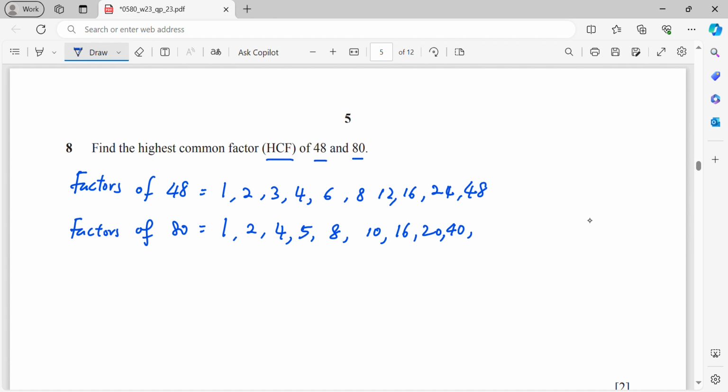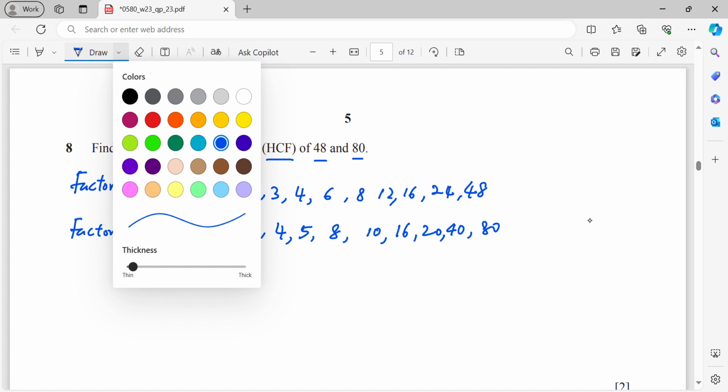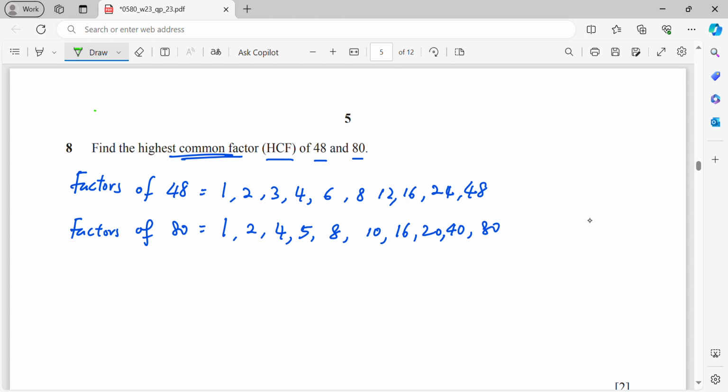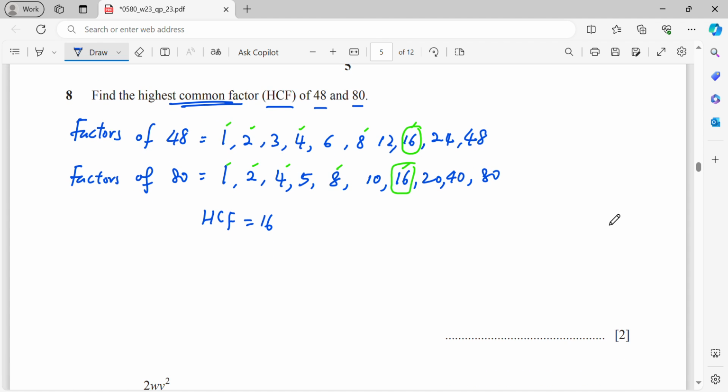And now we need to find out what is the highest common factor. So the common factors are 1, 2, 4, then we have 8. After that, we have 16. That's all. So out of all these common numbers, 16 is the highest. Therefore, HCF is 16. So here we should write 16.